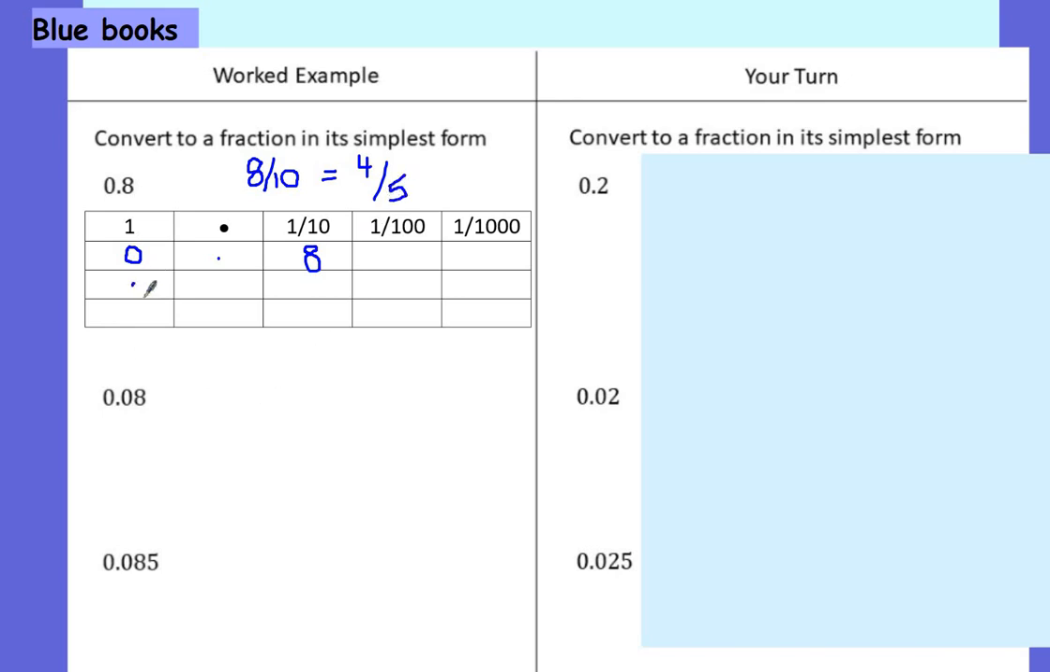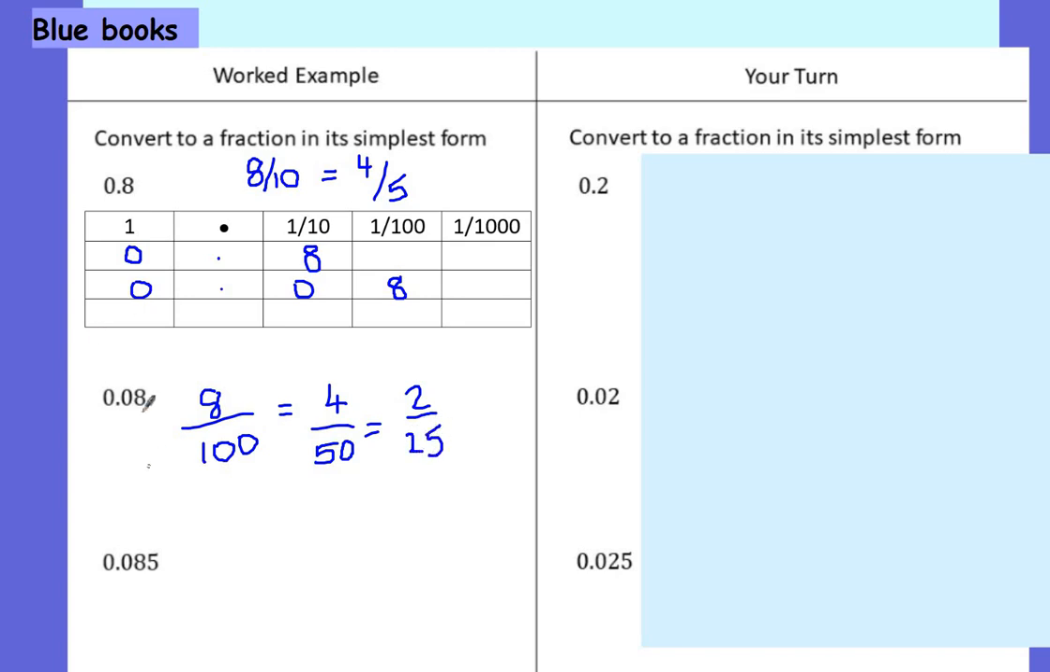How about 0.08 then? This time I've got my 8 in my hundredths column. So I've got 8 lots of 100. I can then divide by 2 to give me 4 out of 50. And I can simplify this further, dividing by 2 again to give me 2 out of 25.